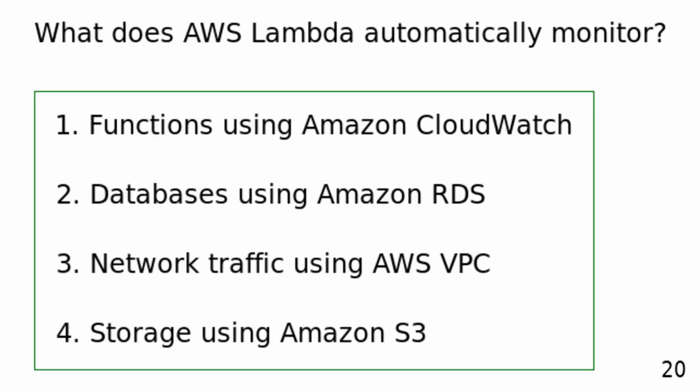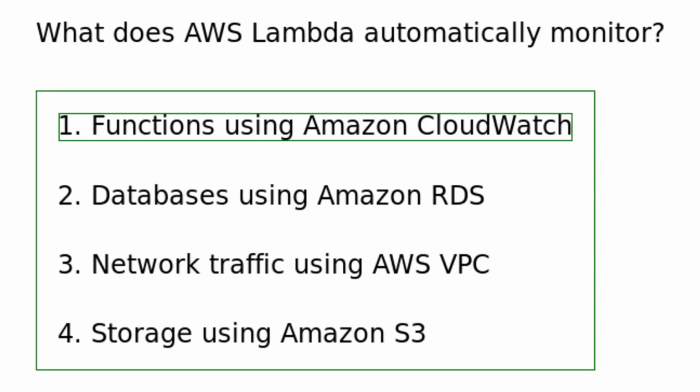Functions using Amazon CloudWatch. Databases using Amazon RDS. Network traffic using AWS VPC. Storage using Amazon S3. AWS Lambda automatically monitors functions using Amazon CloudWatch, providing metrics like invocation count, duration, and error count.